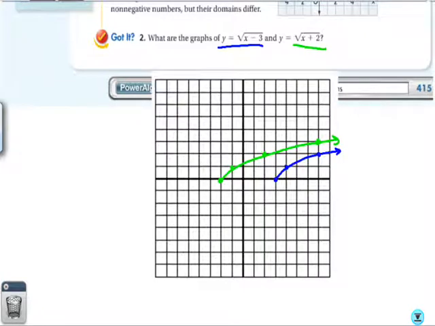All right, you've unpaused. Hopefully you got the same thing I got. For y equals the square root of x minus 3, that's this blue one right here. Everything was shifted to the right 3. And for y equals the square root of x plus 2, hopefully you got this green one where everything was shifted left 2.